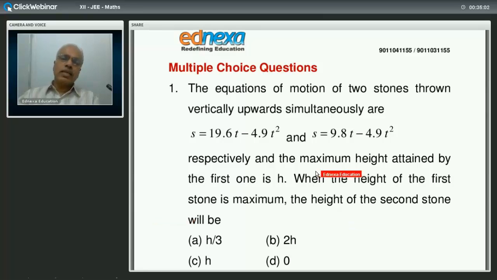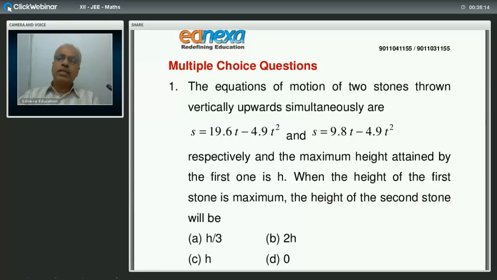For the first stone it is h. Now what they're saying is, when the height of the first stone is maximum, so at that time when this height is h, what is the height of the second stone? That is what they're asking.